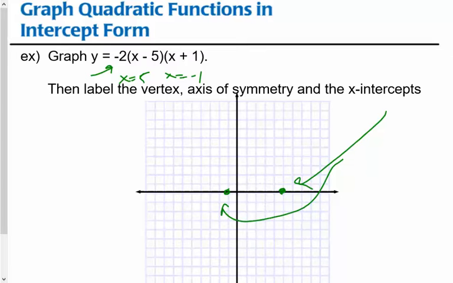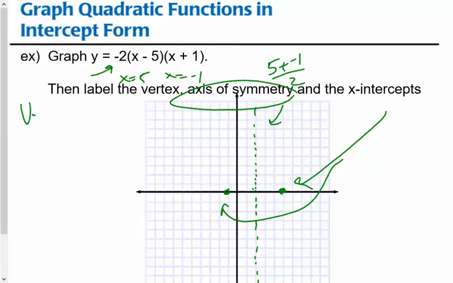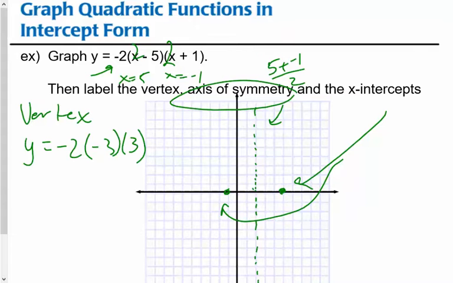And then what I'm going to do is find the axis of symmetry. It's right in the middle. And you can use 5 plus -1 divided by 2 if you want to use that to find your axis of symmetry. Now to find the vertex. Okay, so here's my axis of symmetry right there. Now for the vertex, what we're going to do is take the axis of symmetry, plug it into the equation. Y equals -2, and then plug in 2 in for x. That's -3 times 3. As you can see here, our vertex is going to change. We have -9 times -2 is positive 18. So the vertex is going to be like way up here. We'll call that 18.